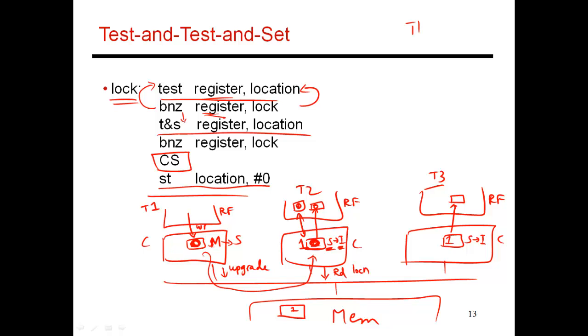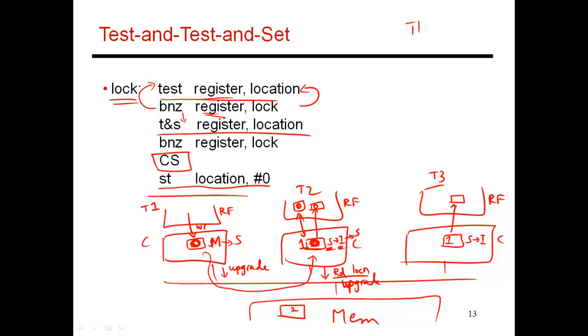Also keep in mind that before you do the test and set, you have to first acquire the block in exclusive permissions. Right? Before you were just doing a read, which got you the block in S state. Now you have to upgrade your permissions. So you say, I'm trying to do an upgrade of my permissions, and that tells everybody else that you need to now negate your cached copy.